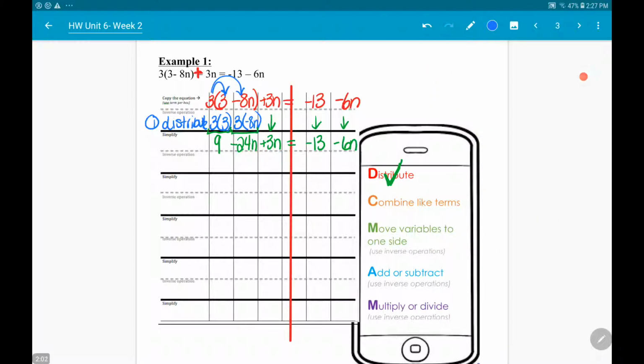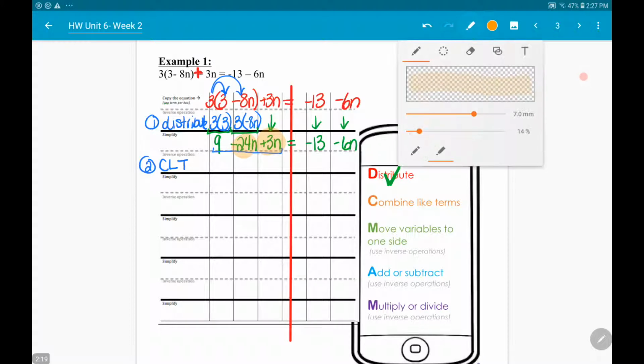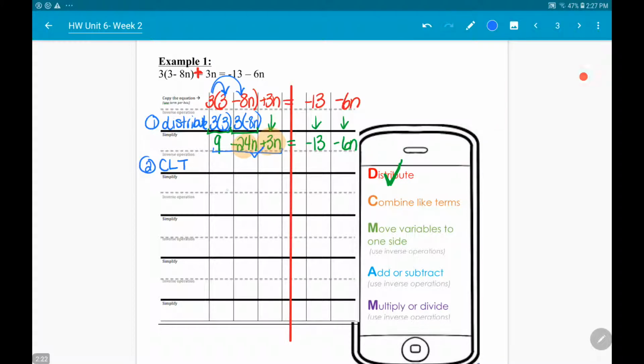Alright, next step, combine like terms. So I'm going to scan my sides. Do I see any like terms on my left side? I do. What are they? Alright, so these two are my like terms. So I'm going to go ahead and combine them. And that gets me negative 21n. I'm going to scan my right side, and I see that there are no like terms there. So everything else is just going to get brought down. Alright, and that is my combining like term step.